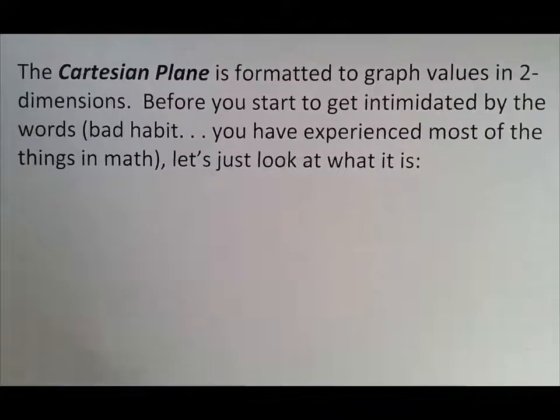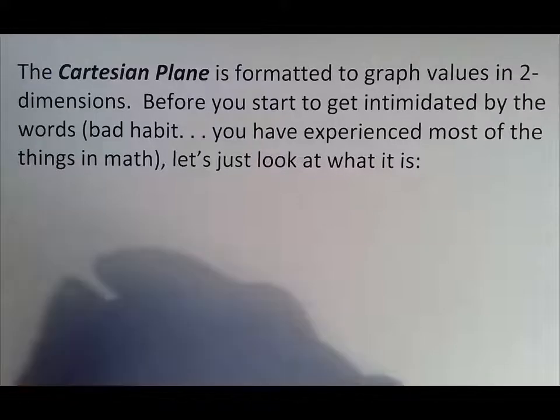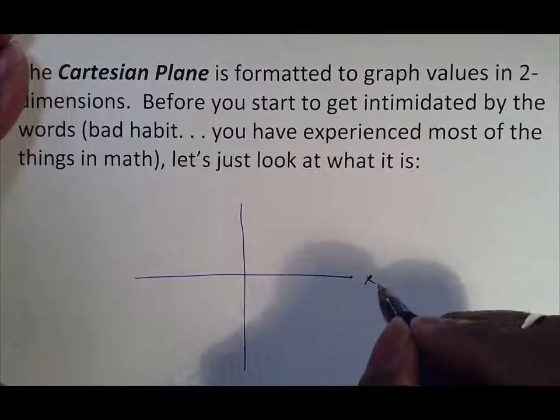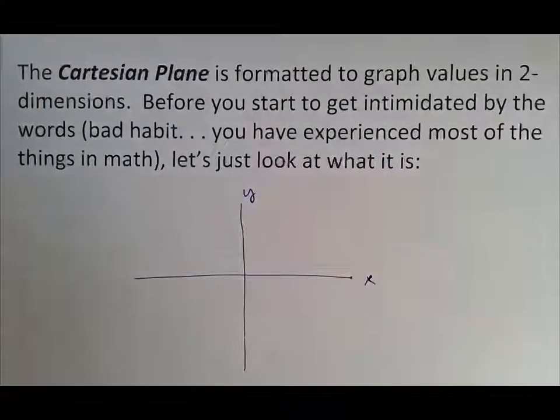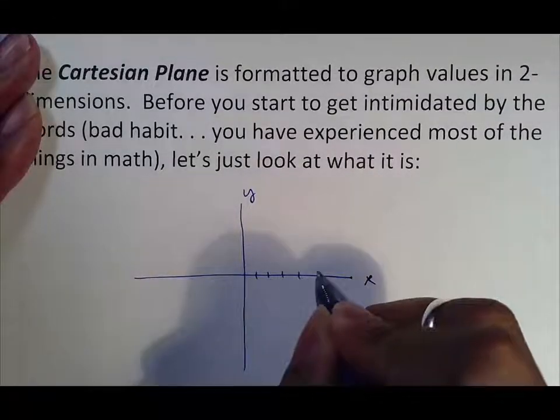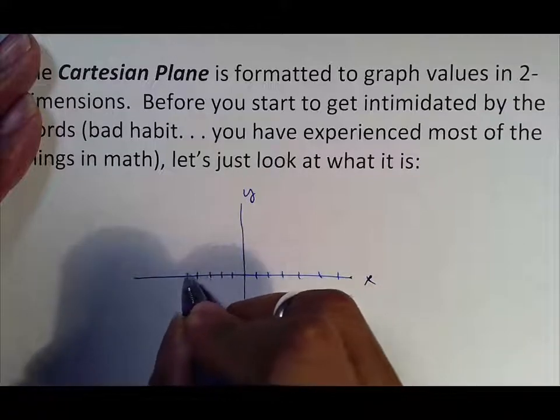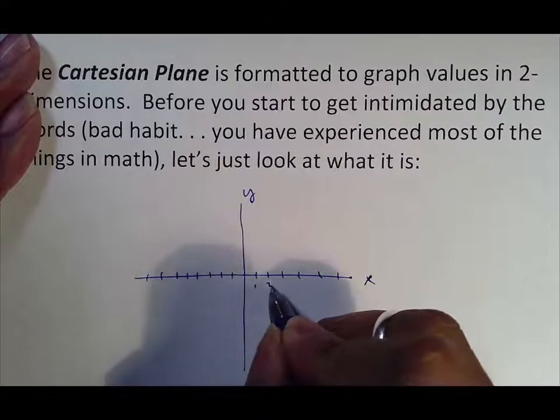The Cartesian plane is formatted to graph its values in two dimensions. Before you start to get intimidated by the words, that's just a bad habit, because you've experienced most of the things in math anyway. Let's just look at what it is. All the Cartesian plane is, is the one where you have your x-axis here, your y-axis there. That's what they named it, and then you count. That's positive 1, 2, 3, 4, 5, 6, 7. That's negative 1, 2, 3, 4, 5, 6, 7.